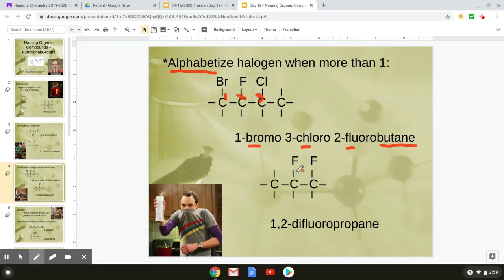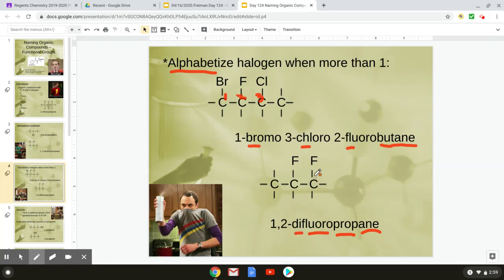On this bottom one, because it's both fluoros, we don't need to alphabetize them because it's just fluoro, but there are 2 fluoros, so it's difluoro. So to name this, we look at the carbon chain. 3 carbon chain, 3 is prop on table P, alkane on table Q, ends in ane, single bonds. On table R, F and F, those are fluoros. And because there's 2 fluoros, it's difluoro.